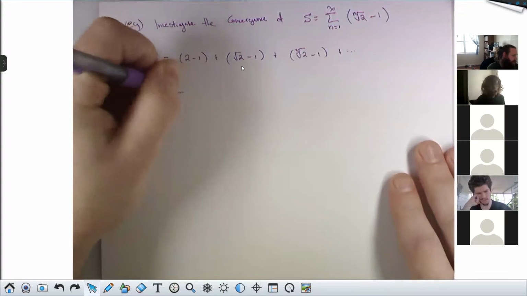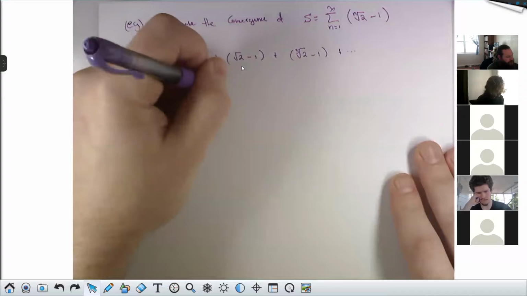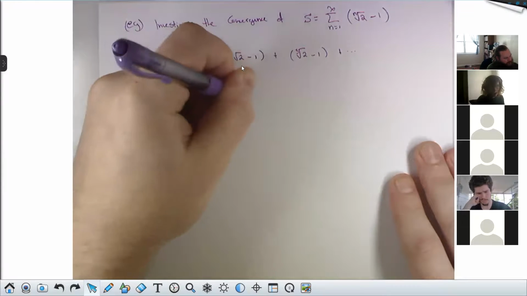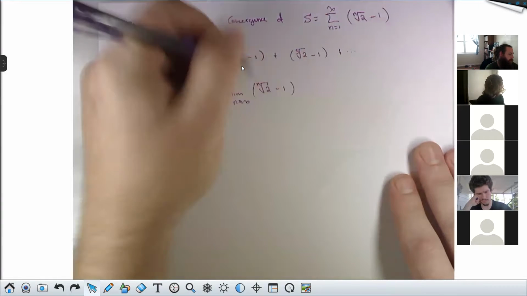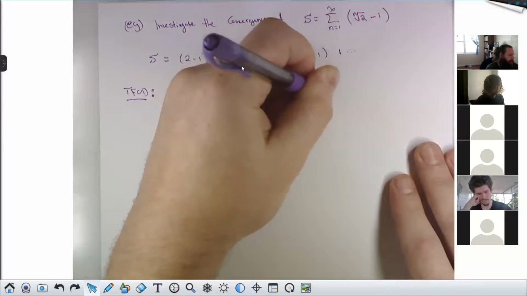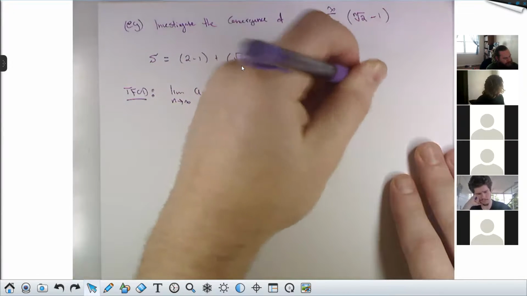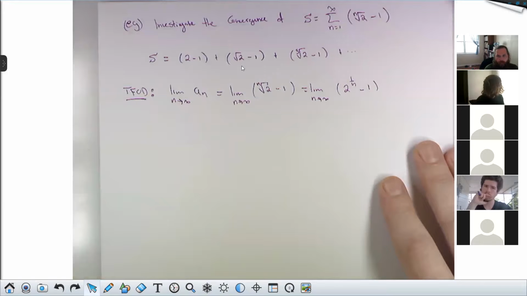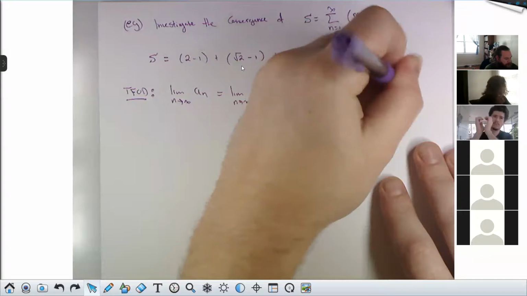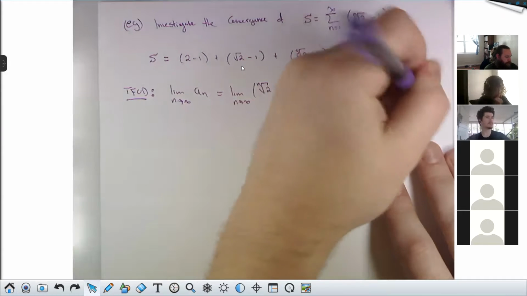You can look at the limit as n goes to infinity of the a_n, which is the limit as n goes to infinity of the nth root of 2 minus 1, which is the limit as n goes to infinity of 2 to the 1 over n minus 1, because that's what the nth root is. What is this limit? What does the 1 over n go to as n goes to infinity? 0. Good. So this is 2 to the 0 minus 1, which is 1 minus 1, which is 0.